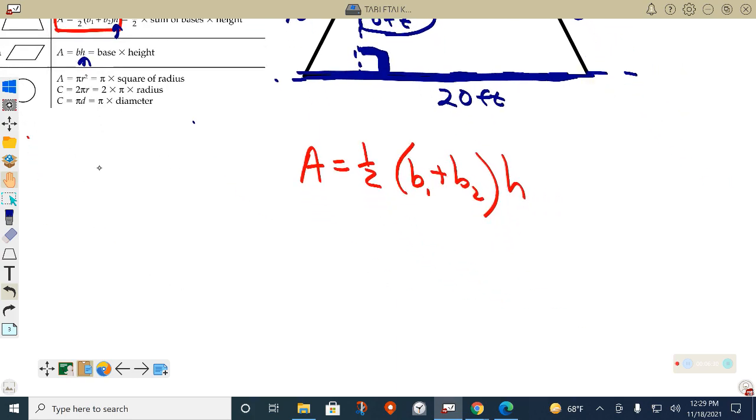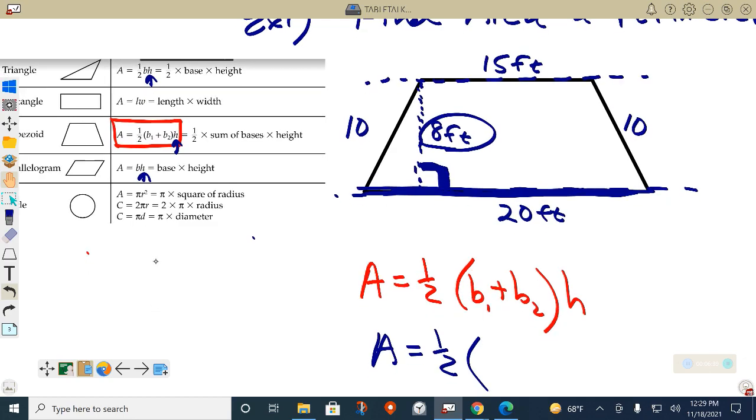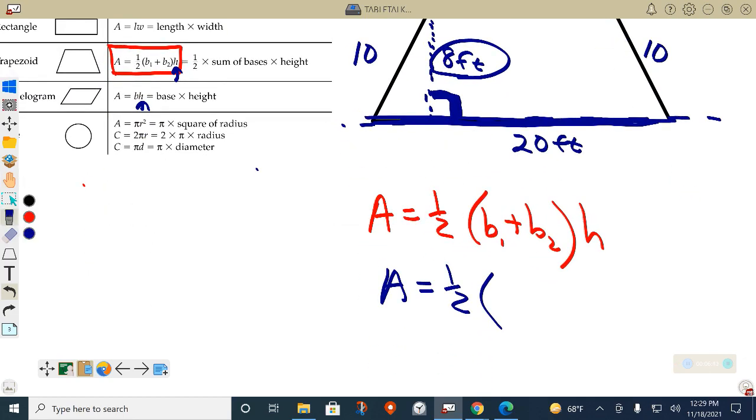Here we go. Area then is 1/2. The bases are 15 and 20. The height is 8.